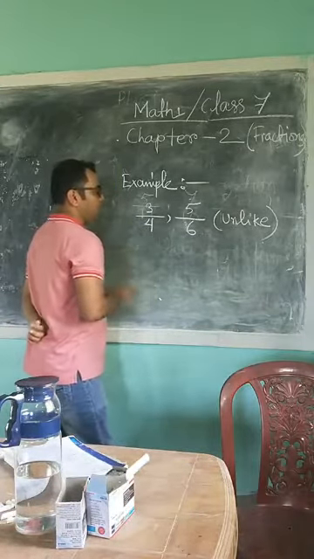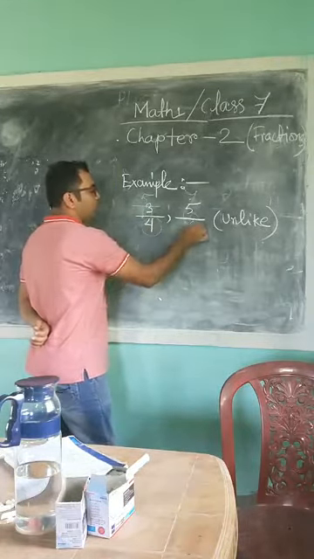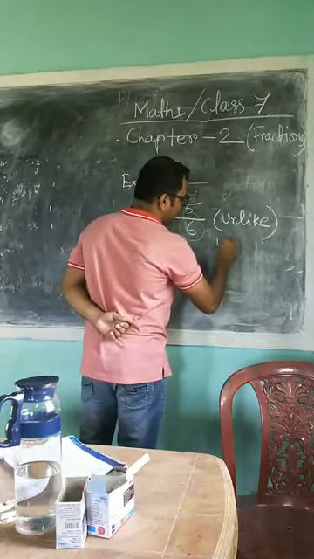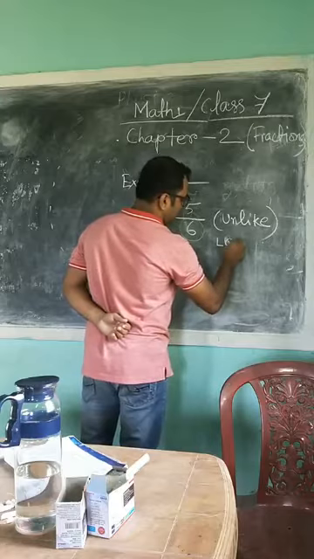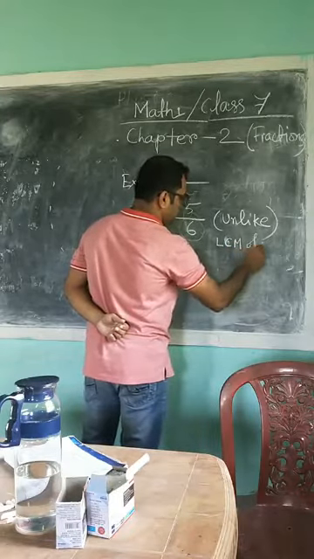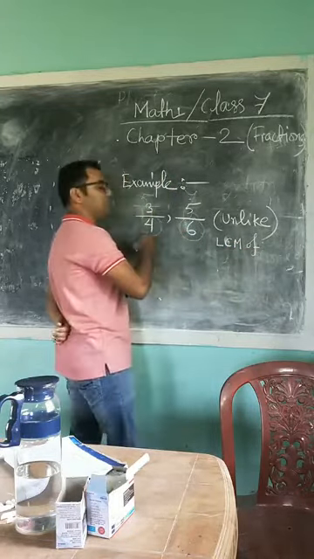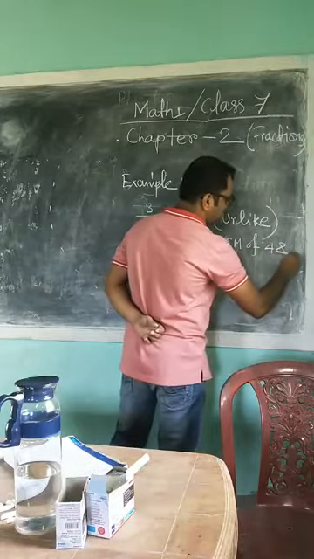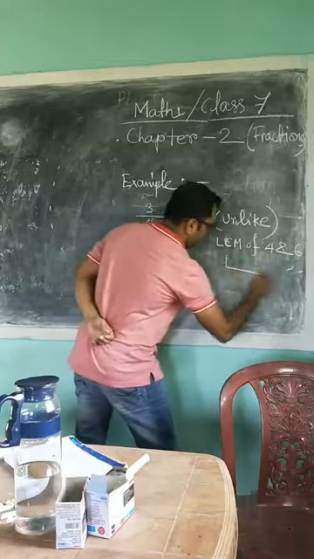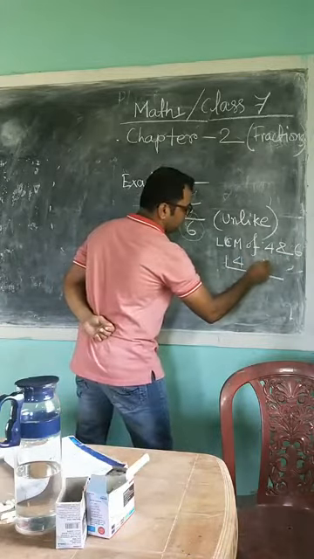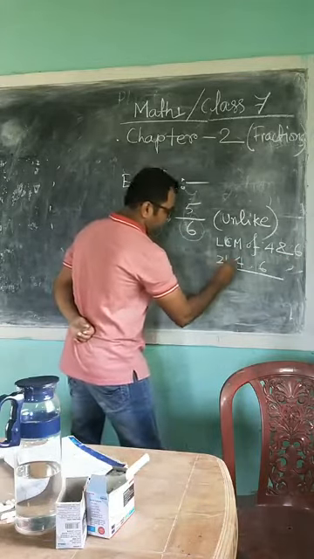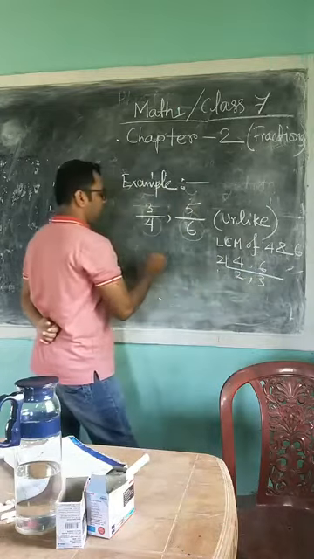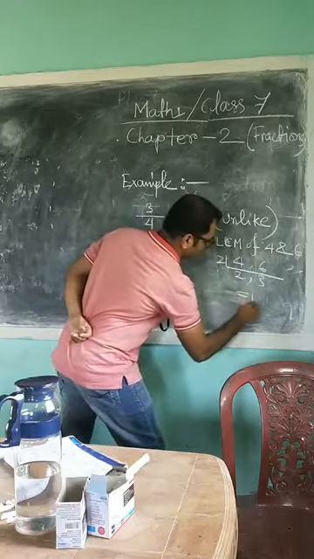Now we will make them like. To make them like, we have to find the LCM of the denominators 4 and 6. You find out the LCM: 2 and 3. So we get the LCM as 12.